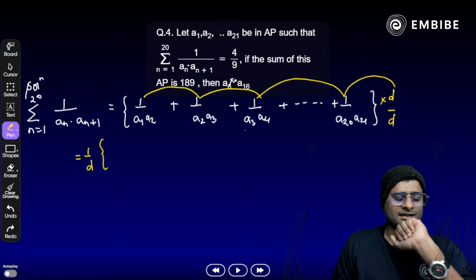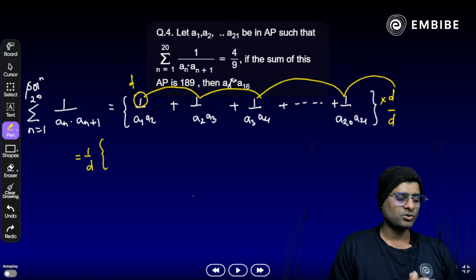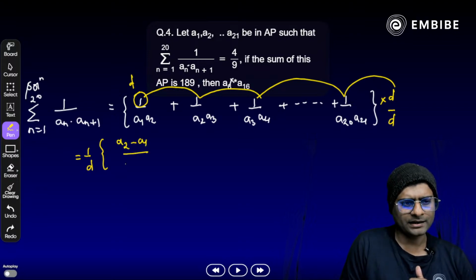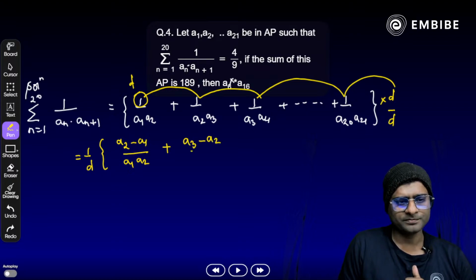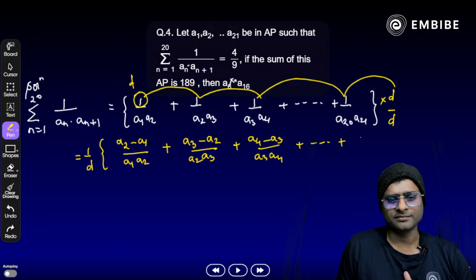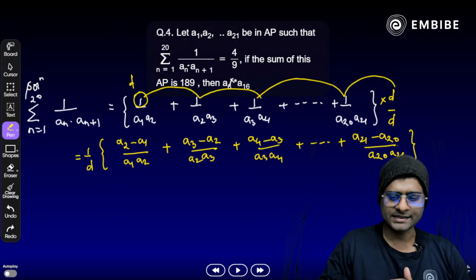Yes, exactly. So आप यहां पे अगर d आता है, suppose like we have a d by a1 a2, so we can represent d like what, a2 minus a1 by a1 a2. Here a3 minus a2 by a2 a3, and then a4 minus a3 by a3 a4 and so on. Look at the last one, a21 minus a20 divided by a20 a21 bracket closed. Now what next, the next step.